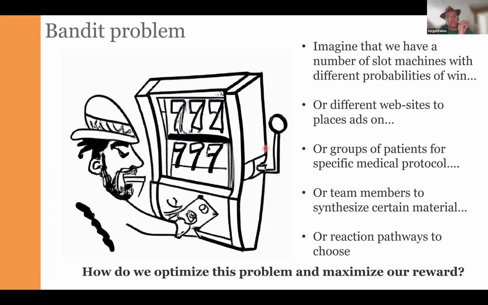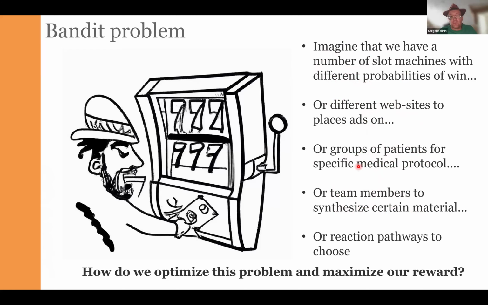And the easiest decision-making problems are so-called bandit problems. This name, as you can imagine, comes from Las Vegas and from the slot machines. Generally, these bandit problems apply for, obviously, being in Vegas, or figuring out how to place ads on websites, or choosing groups of patients for specific medical protocols, or even the planning of work inside the lab. So how do you do that?